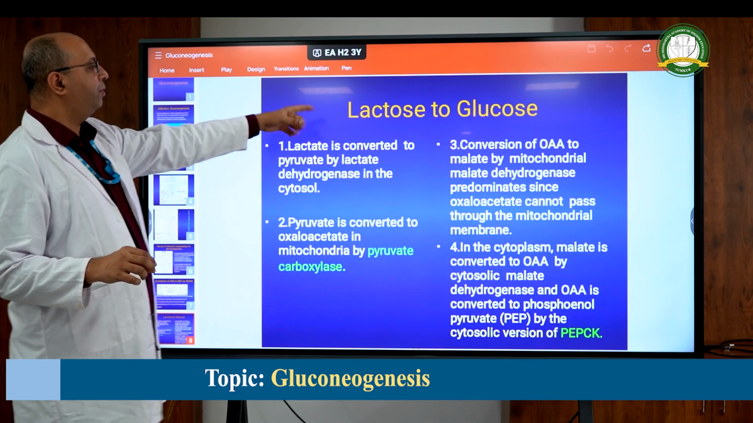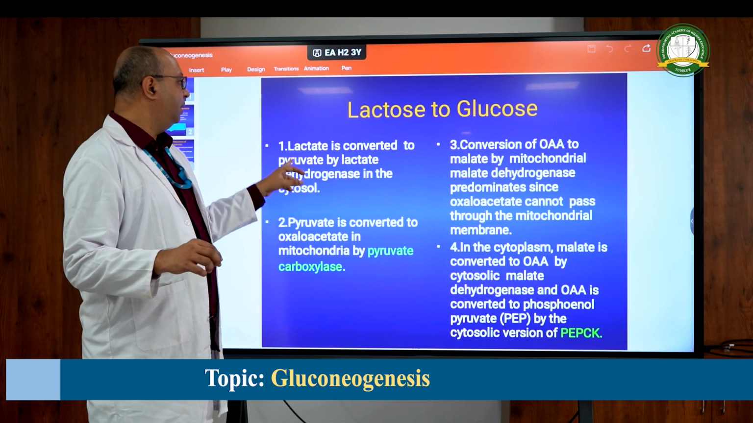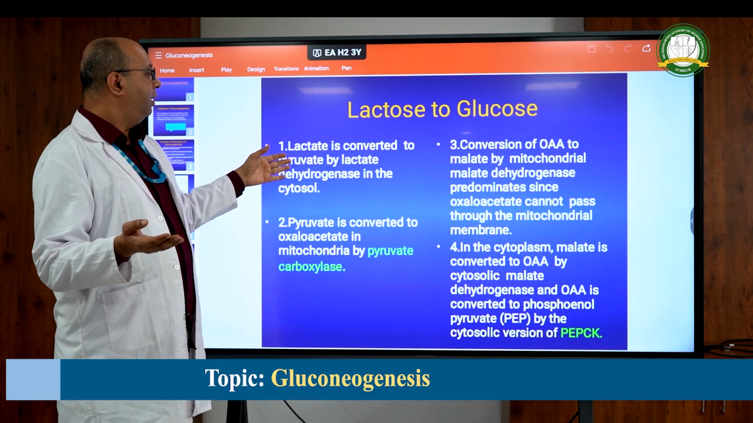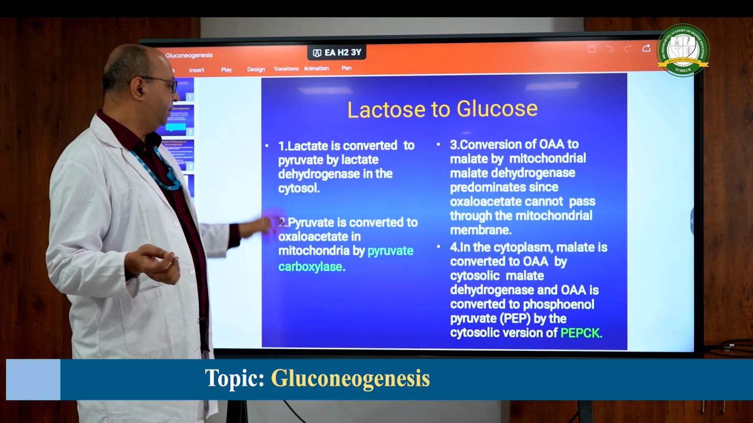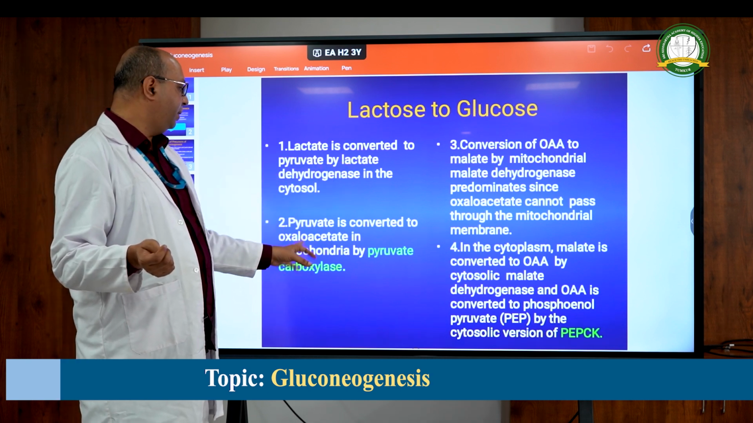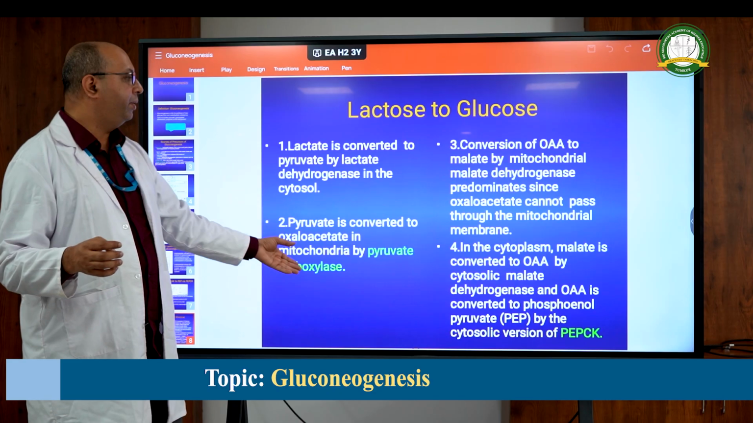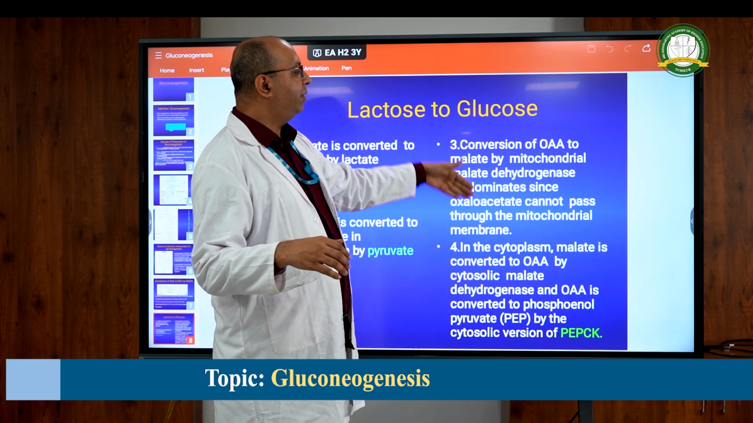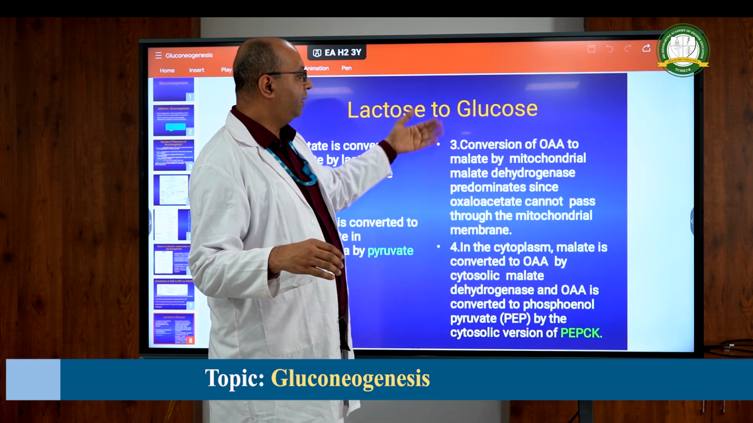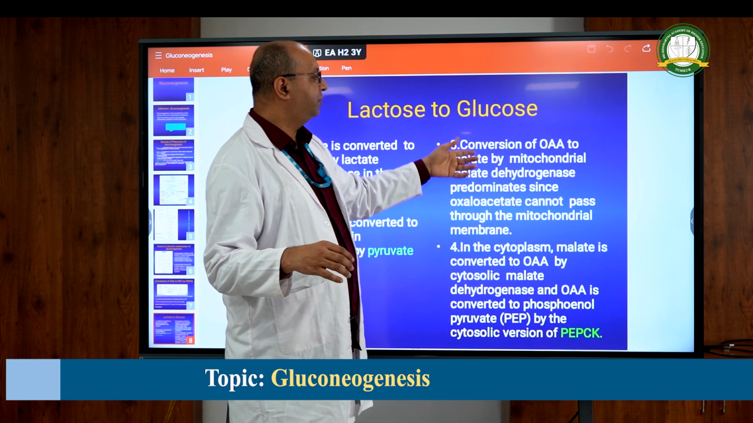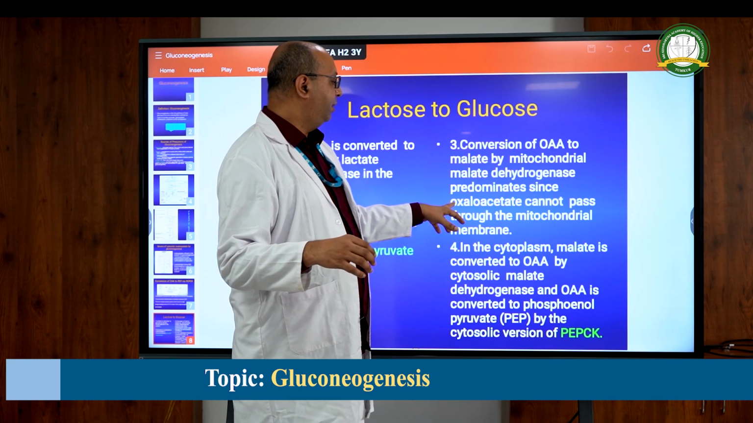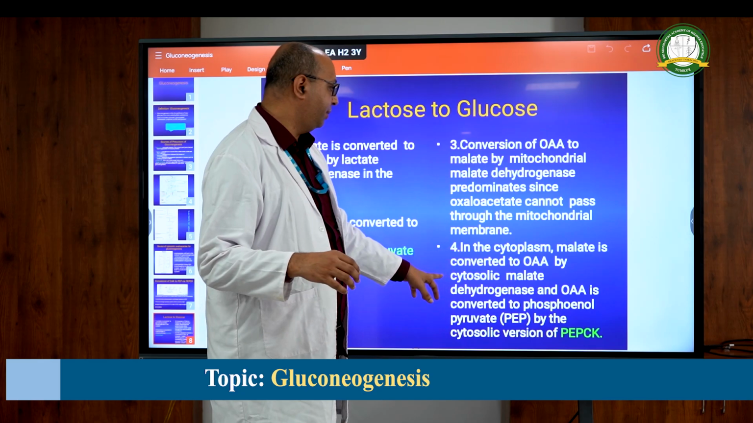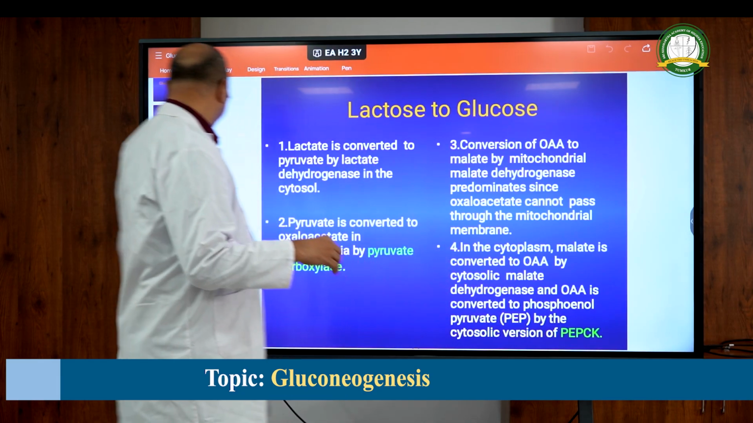So how lactate will be converted to glucose, I have already explained in the same diagram. Lactate will be converted to pyruvate by lactate dehydrogenase enzyme, and pyruvate is converted to oxaloacetate by pyruvate carboxylase enzyme, and oxaloacetate will be converted to malate. Malate will go out of the mitochondria into the cytoplasm, where it will give rise again to oxaloacetate, and oxaloacetate will give rise to phosphoenol pyruvate by PepCK enzyme. Okay, the same thing.